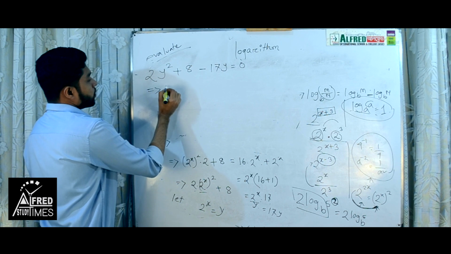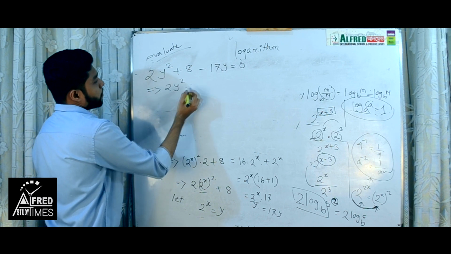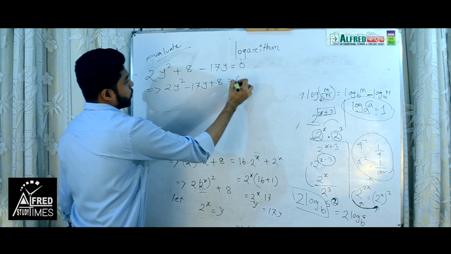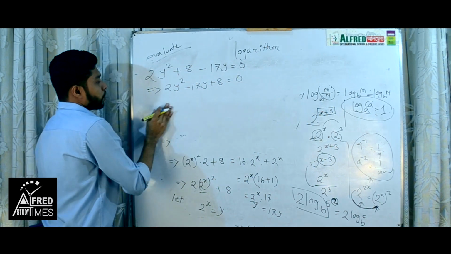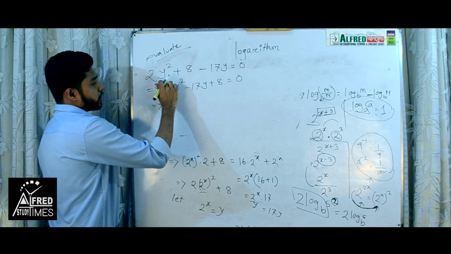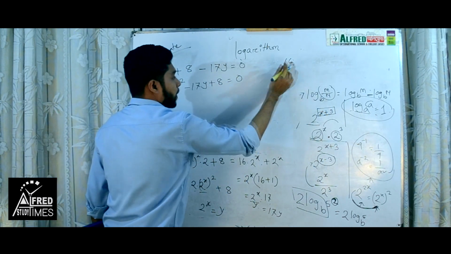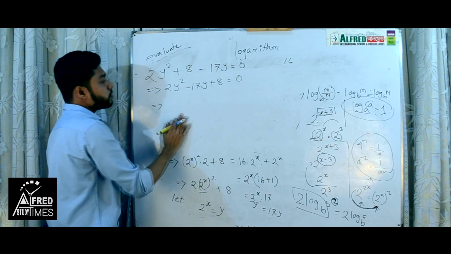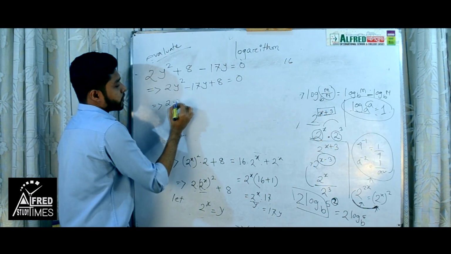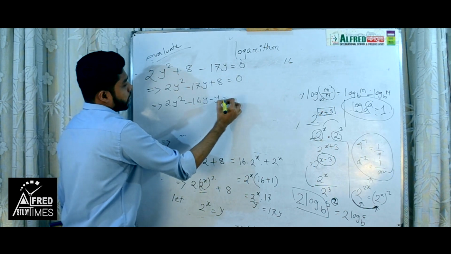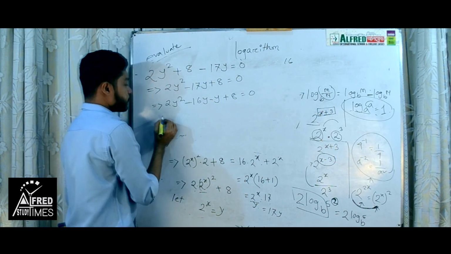So here is 2y² - 17y + 8 = 0. Then we can write it as 2y² - 16y - y + 8 = 0. You know how to do this calculation.